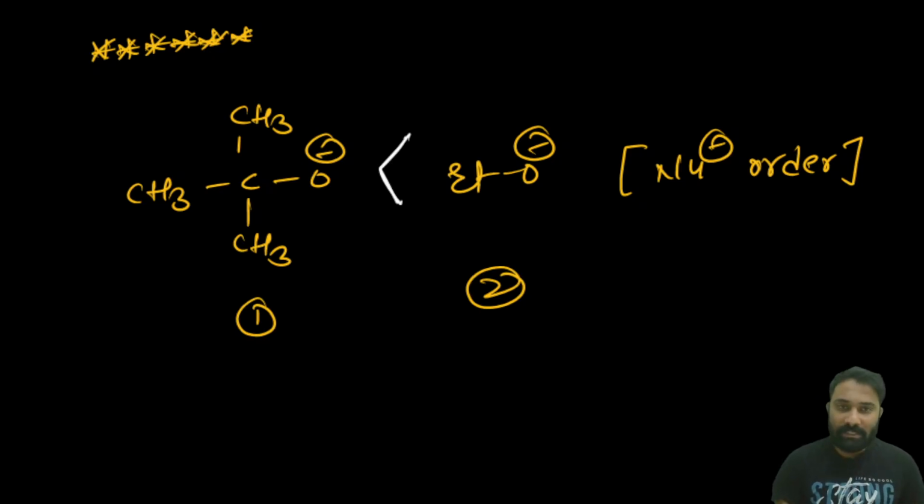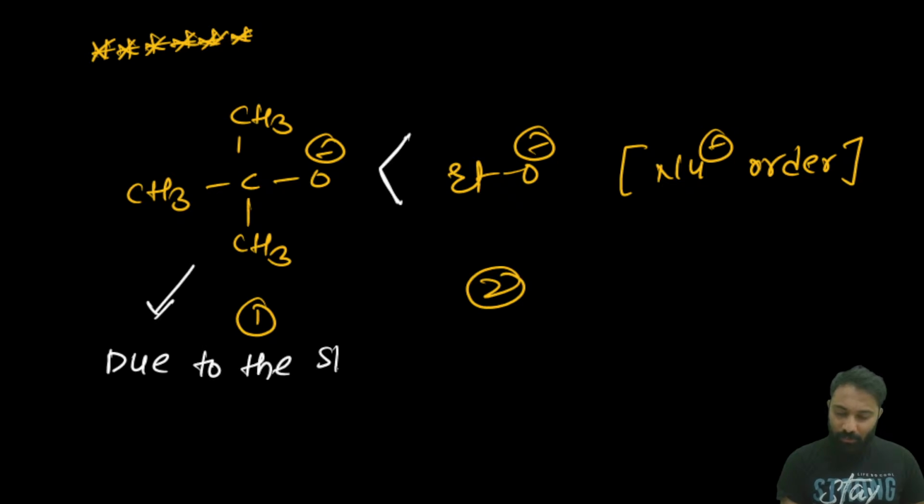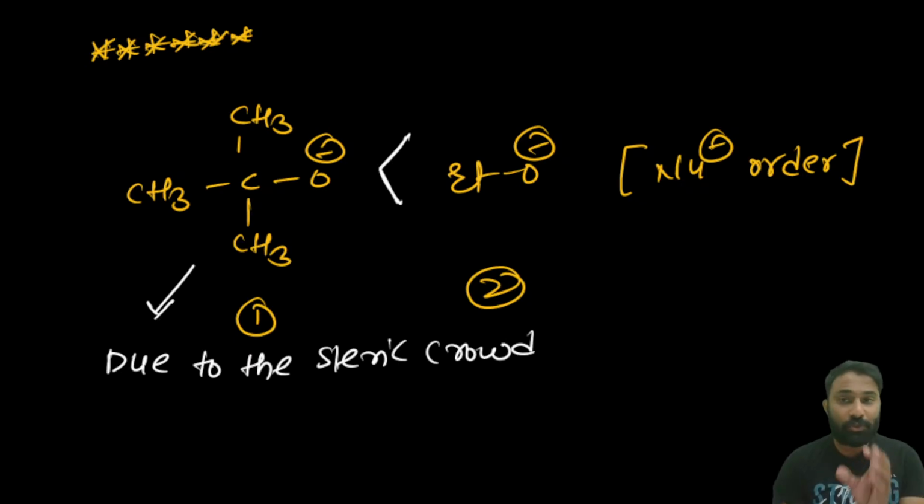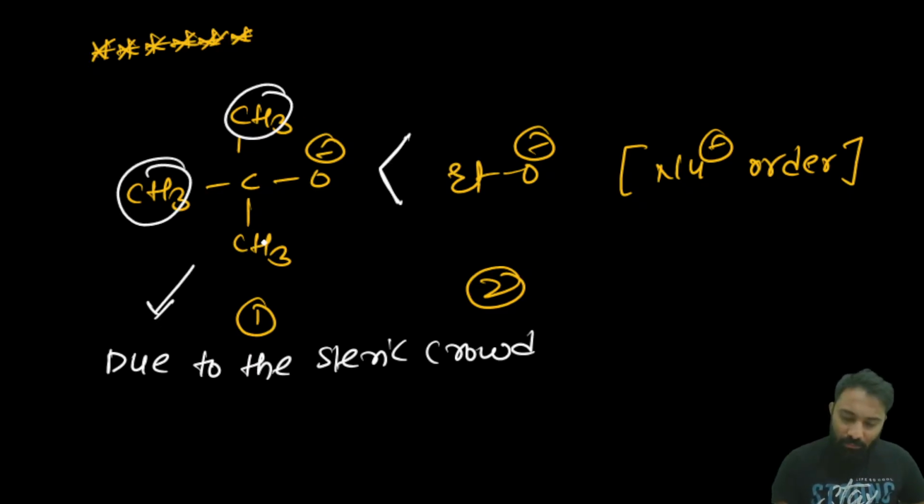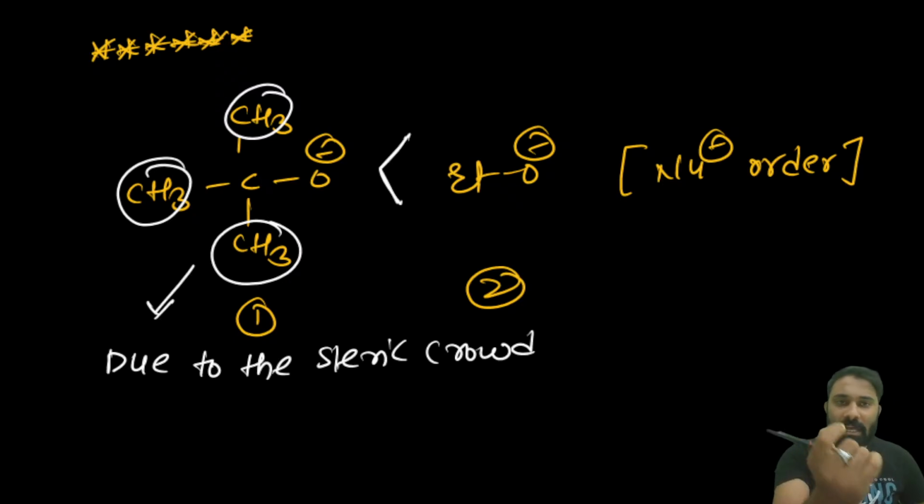Ethoxide is higher than the tertiary butoxide, because of the steric crowd in tertiary butoxide. See, a nucleophile means it should attack atoms other than a proton or other than nitrogen. Please see, a proton is very minute. This steric crowd will not affect anything when they are catching the proton. So that's the reason for this.